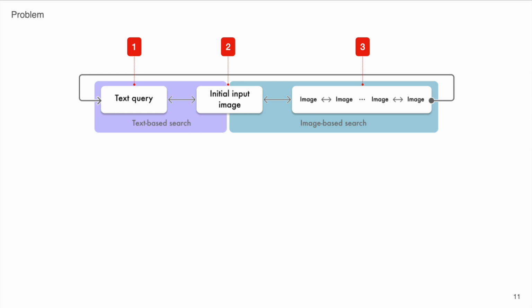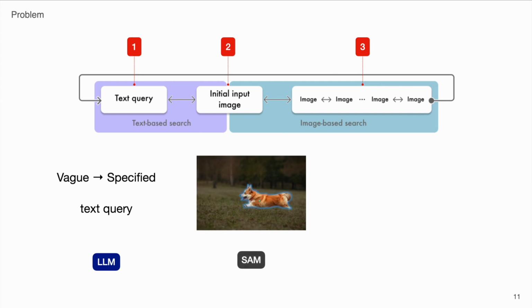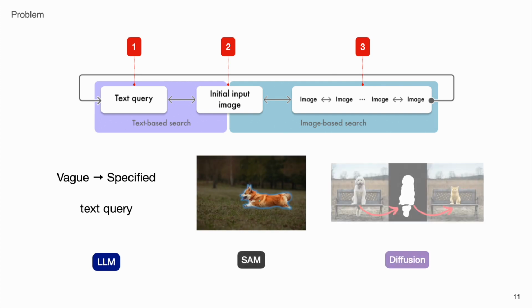To address these problems, we need to concretize the designer's abstract text query, select certain areas, and modify the image. In this situation, we utilize an LLM, an object segmentation model called SAM, and diffusion models to generate a new intent expression interaction in the visual search process.